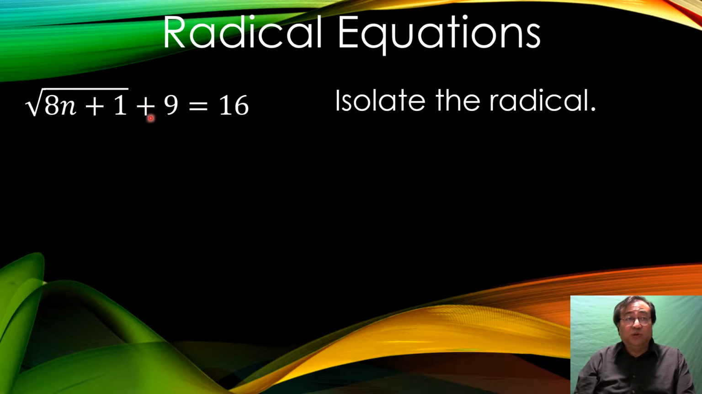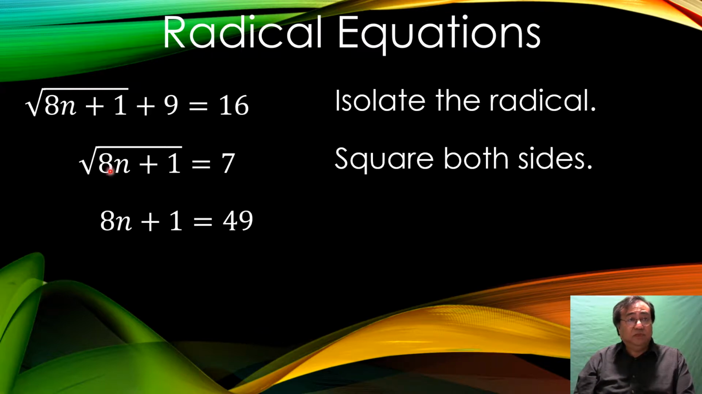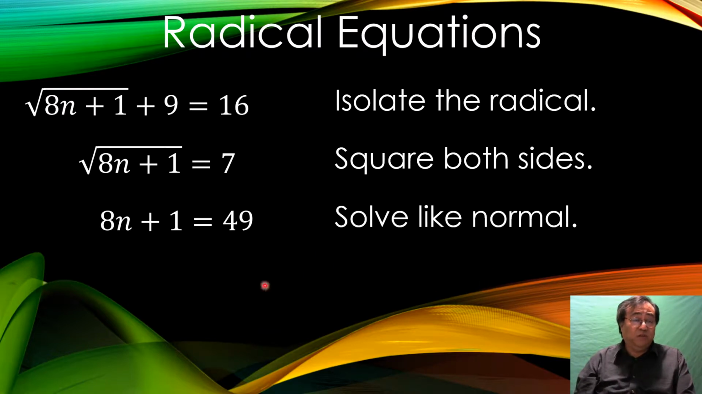So we're going to get the square root by itself. That means we've got to move the 9. And once we've got the square root isolated, then we square both sides. When you square a square root, the square root goes away. The square root of 7 squared is 49. Now just solve like normal. n equals 6.